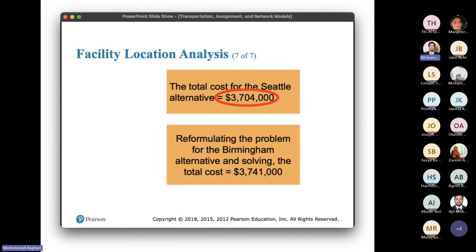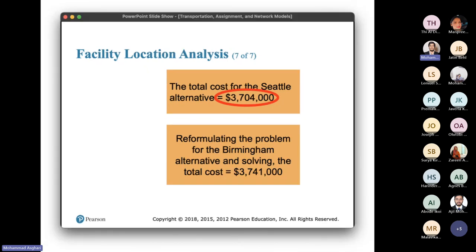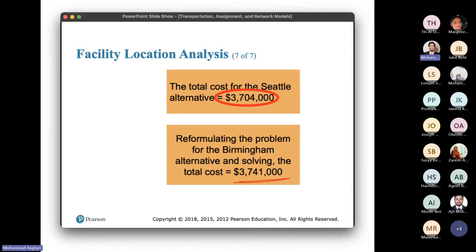And next time, we will solve one time for Seattle and one time for Birmingham. And after, we compare the cost. So this is the cost for Seattle. How much is that? Is that 3,704,000, and this is the cost if you establish in Birmingham. So which one is lowest? Seattle, this one is lowest.